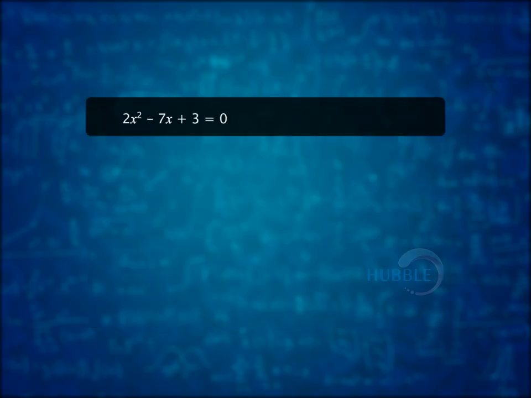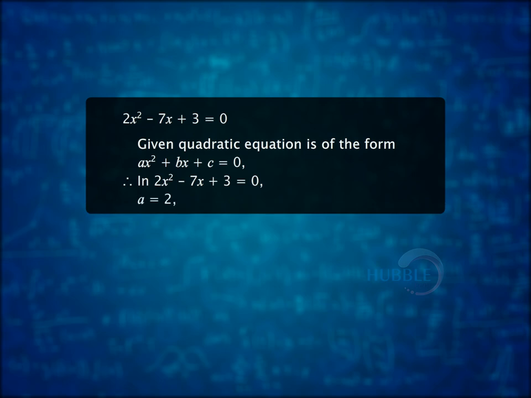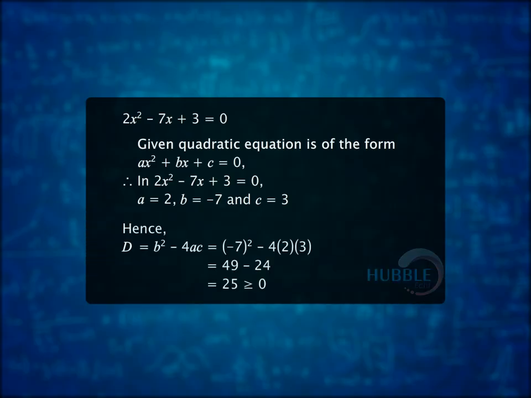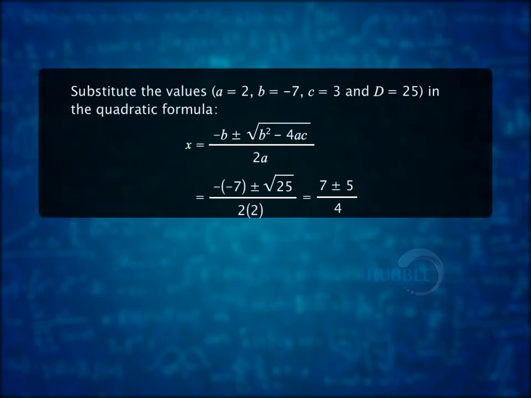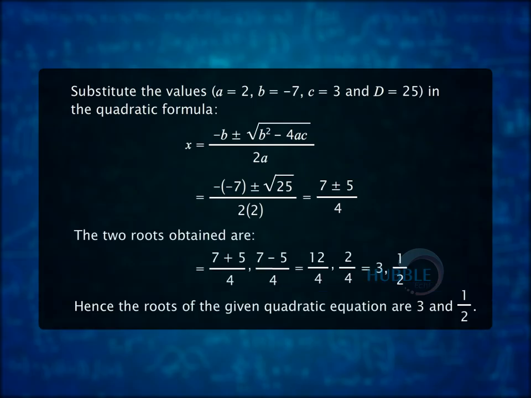Let's now apply the quadratic formula to find the roots of this quadratic equation. The given quadratic equation is of the form ax squared plus bx plus c equals 0. Therefore, in the given quadratic equation, a is equal to 2, b is equal to minus 7, and c is equal to 3. Now, compute discriminant D using b squared minus 4ac. Substitute the values in the quadratic formula and simplify to get the roots of the quadratic equation as 3 and 1 by 2. Let's now solve some problems using the quadratic formula.